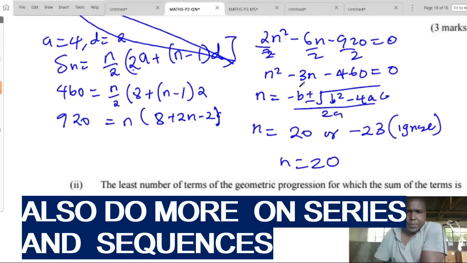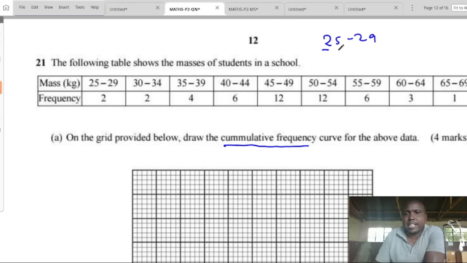This is the class, and the class interval, you can see, is from 25 to 29. So that is 25, 26, 27, 28, 29. The class interval is 5. Now we have been given the frequency. Because this curve is called the cumulative frequency, you must first get the cumulative. So the first thing you do here is to get the CF. So how do you get the CF?